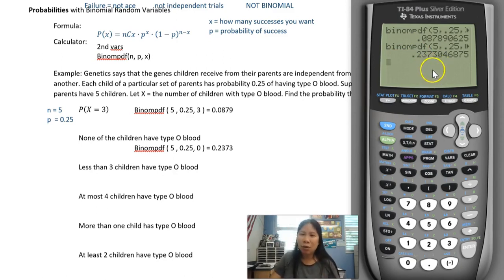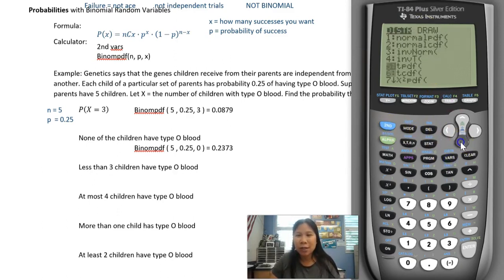Your calculator, of course, has an easier way to do things. So if you go to second vars, and scroll all the way down to see Binomial PDF again. If you go one more down, there's a Binomial CDF. So the C stands for cumulative, meaning it'll add things for you. So this is kind of nice. For this problem, we're going to use Binomial CDF.